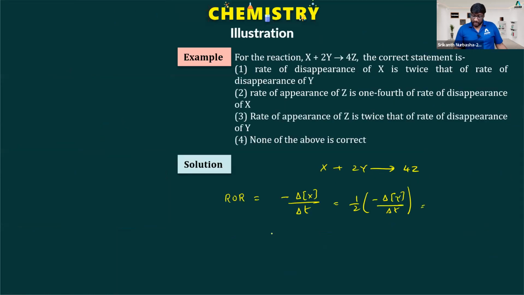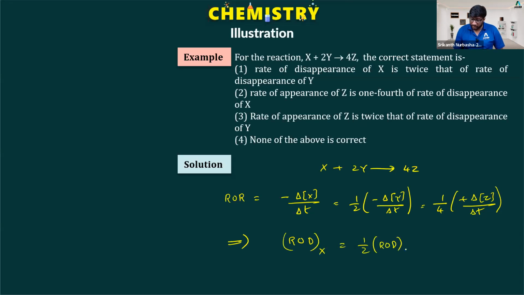Rate of reaction is equal to minus of change in concentration of x by time taken for that change, half of minus change in concentration of y by time required for that change, that is equal to 1 by 4 times plus change in concentration of z by time required for that change. Here I can write rate of disappearance of x is equal to half of rate of disappearance of y, that is equal to 1/4 of rate of appearance of z.